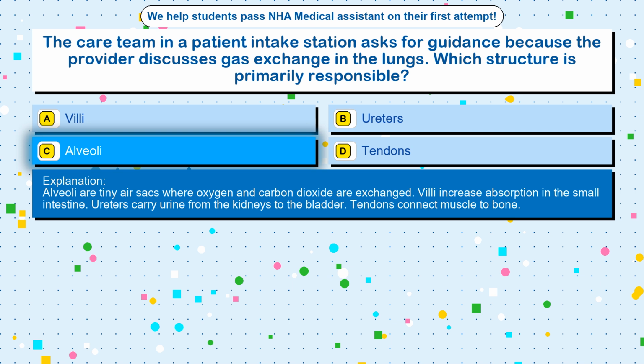Villi increase absorption in the small intestine. Ureters carry urine from the kidneys to the bladder. Tendons connect muscle to bone.